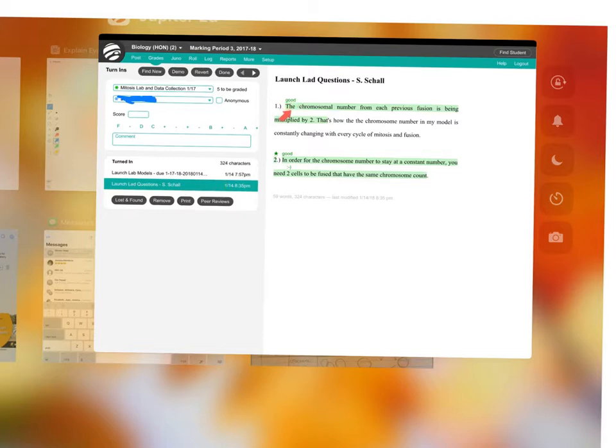You can see that because it's in Juno Docs, I can highlight and make comments directly on the document, and you can see that I can quickly grade this. I know how many words, how many characters, etc., and when it was last modified.